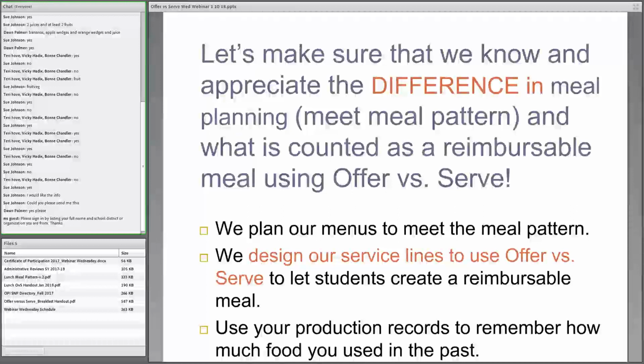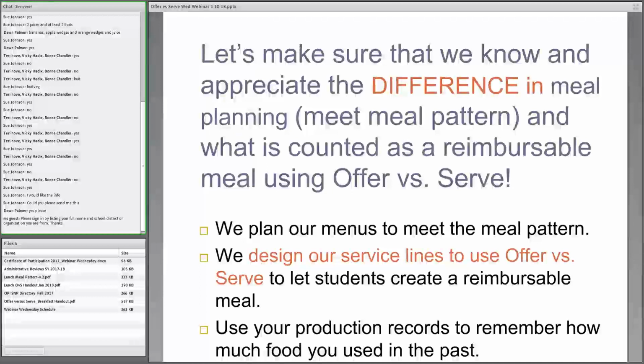So we know that when you're planning your menus, you are meeting that meal pattern, but then you know that when you're using offer versus serve, the students don't need to walk away with all 5 components. So by keeping accurate production records, that can really help you look back and plan how much food you're going to serve.